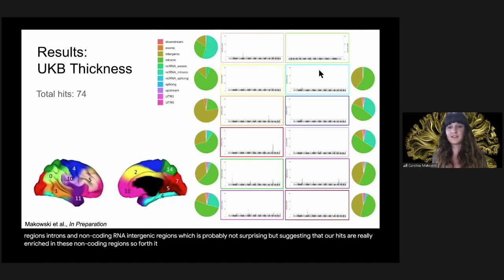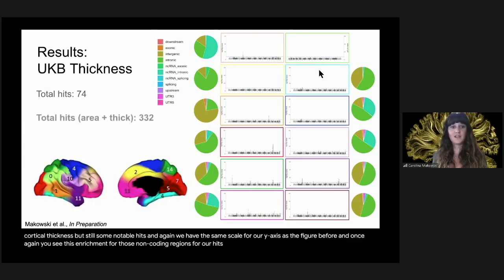So for thickness, very similar to what Grasby and colleagues found, we found fewer hits for cortical thickness, but still some notable hits. And again, we have the same scale for our y-axis as the figure before. And once again, you see this enrichment for those non-coding regions for our hits. And in total, we have 332 hits as defined by FUMA.